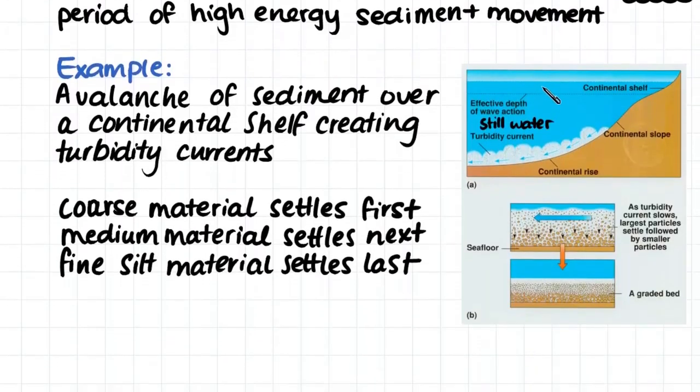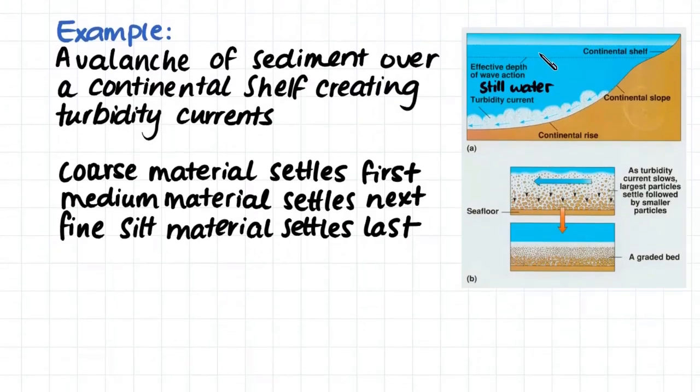For example, as we have actually discussed in the previous video, graded beds will form when we have turbidite currents, when sediment avalanches over the edge of a continental shelf. So, when the sediment avalanches over the edge of the continental shelf, these turbidite currents are created down here. When the sediment is in the turbidite current, the heavy sediment will settle out first, the medium-sized material will settle next, and the fine silt material will remain suspended in the currents of the water and will finally settle out on top. This is what creates our graded beds.